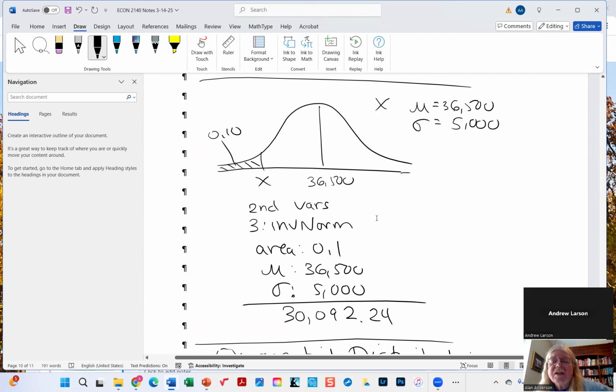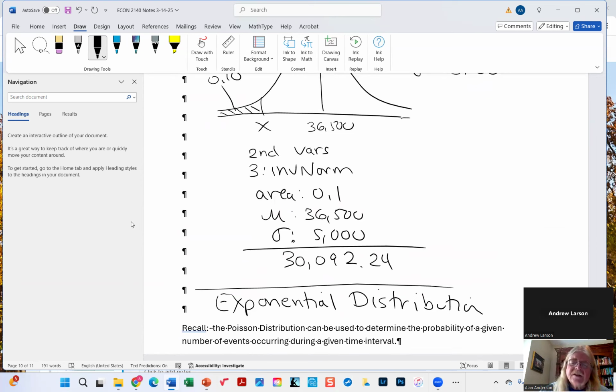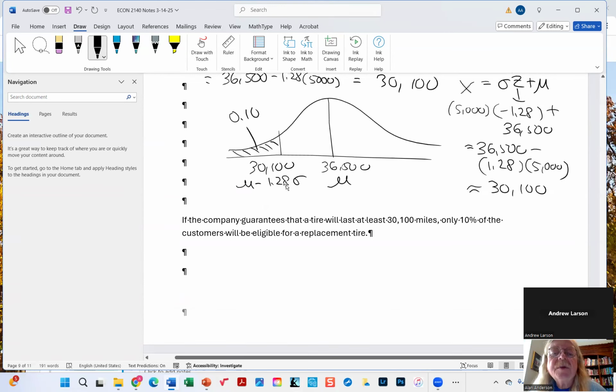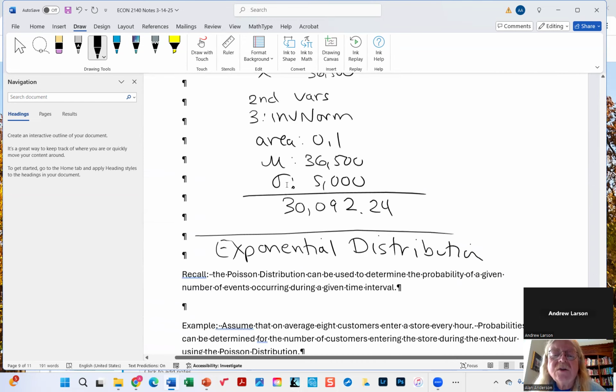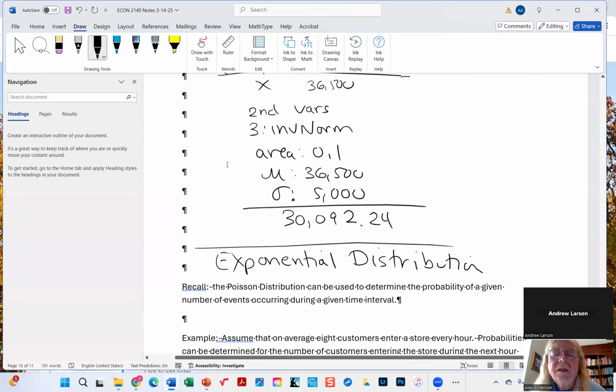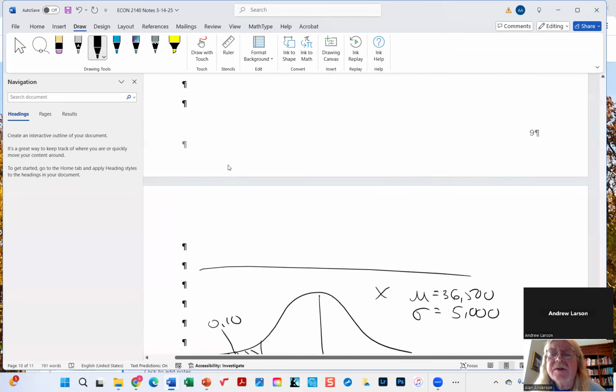So you go back to your second VAR's INV norm, type in an area 0.1 with the understanding that that's the left tail area, type in the mean and the standard deviation, and except for some slight rounding differences, you're going to get the same number. Before we got 30,100, but that's because we've rounded. This 1.28 is rounded. This number is the actual number, 30,092.24. So either way, you'll get approximately the same number.